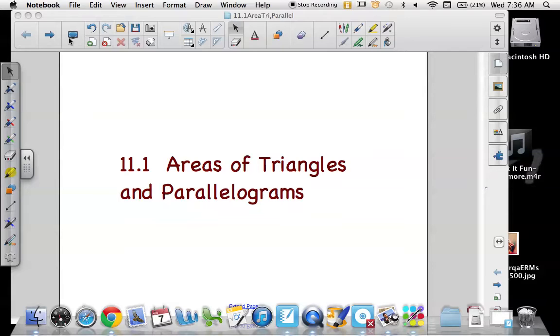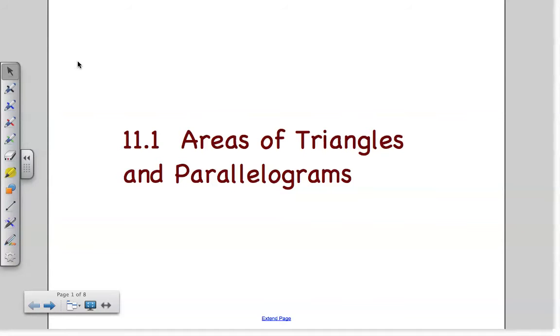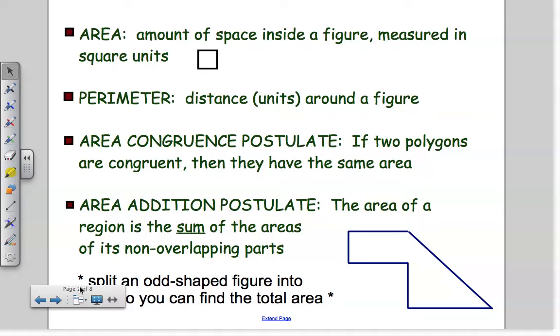Chapter 11, we're going to be looking at area. In 11.1, we're going to specifically be looking at areas of triangles and parallelograms. So starting simple today. First of all, some of the basics.